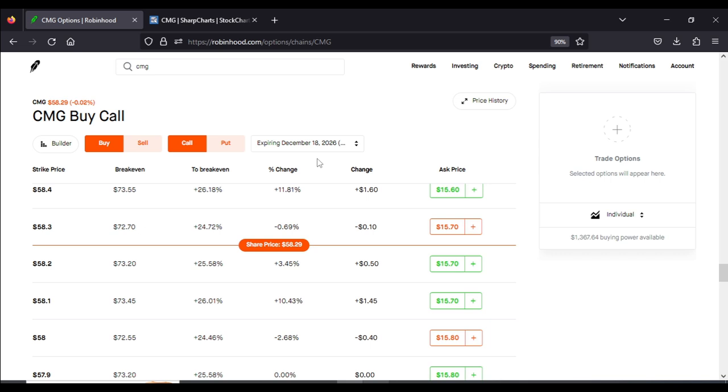Once again, the first thing we need to do is verify the strike price. Chipotle is currently trading at $58.29. So the whole purpose of a LEAPS option is for you to be able to control 100 shares of the stock by paying a lot less than this.